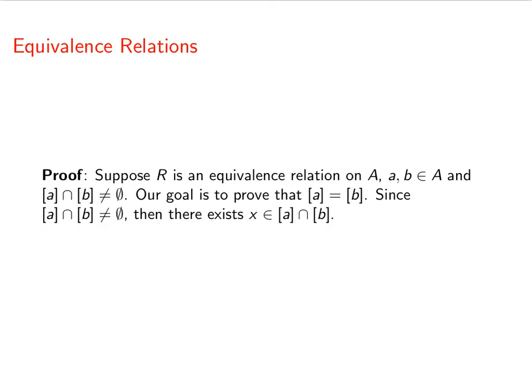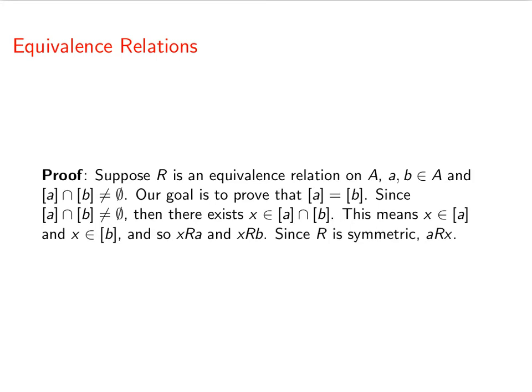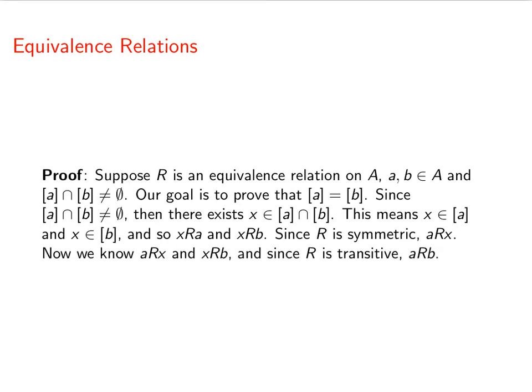Now, since the class of A intersect class of B is not empty, there exists an X in the class of A intersect the class of B. That means X is in the class of A and X is in the class of B, so that tells us that X is related to A and X is related to B. Since R is symmetric, we can flip this around to get A is related to X. Now we know that A is related to X and X is related to B, and by transitivity, we get that A is related to B.